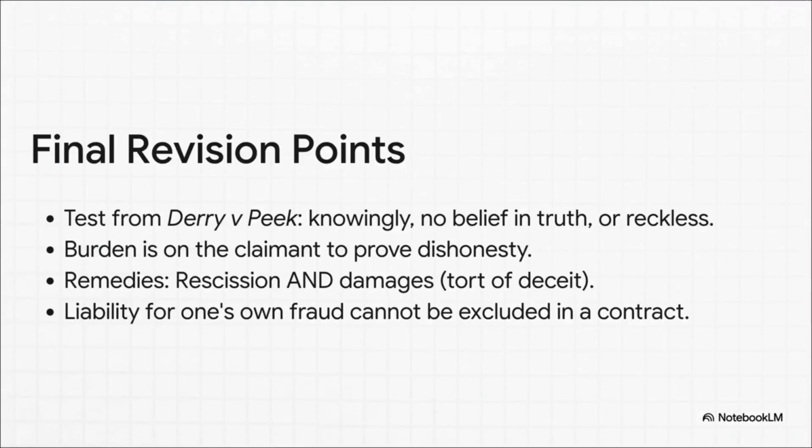So, let's lock in the crucial points. You've got the tough 3-part Derry v. Peek test for dishonesty. You've got the powerful 1-2 punch of rescission and damages as remedies. And finally, remember this absolute rule. A party cannot write a clause in a contract to get out of being liable for their own fraud. Any attempt to do that is completely void.